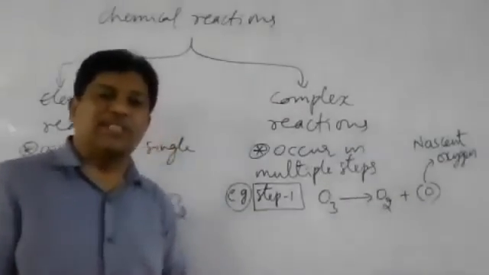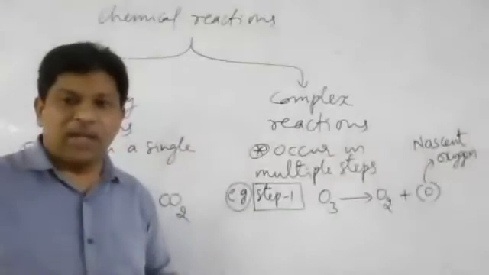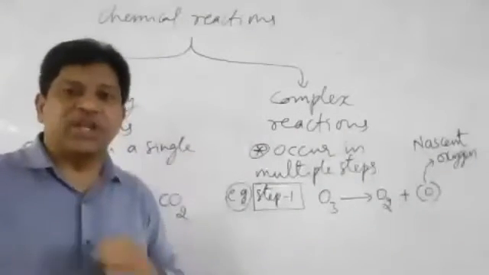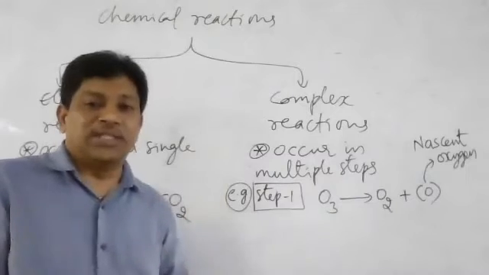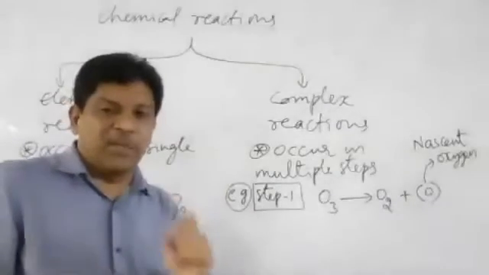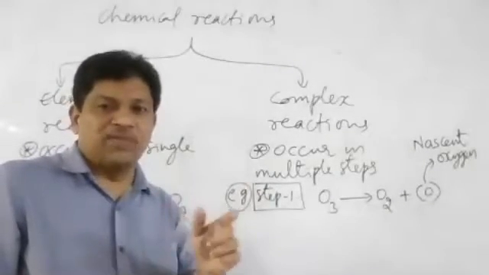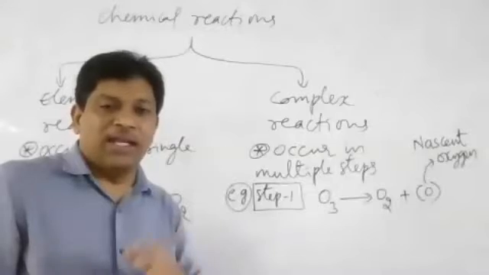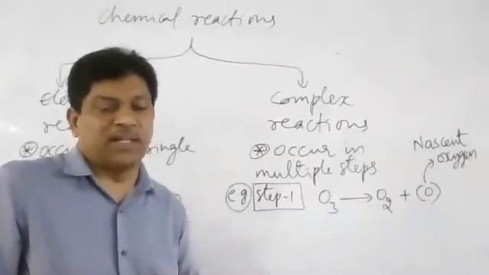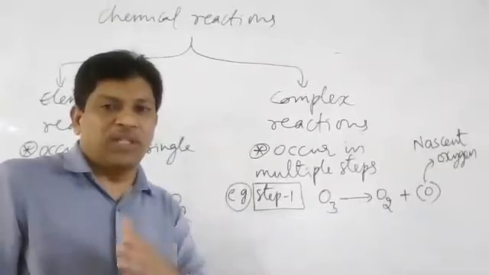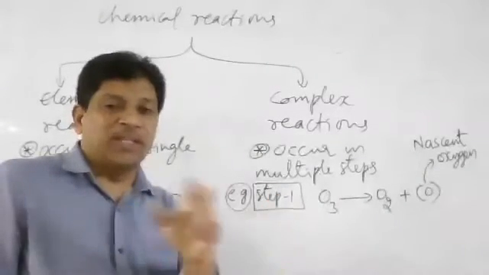This nascent oxygen is highly reactive. Highly reactive species means what? Less stable or more stable? Very less stable. Less stable means highly reactive. So this is a highly reactive intermediate species, a reaction intermediate.